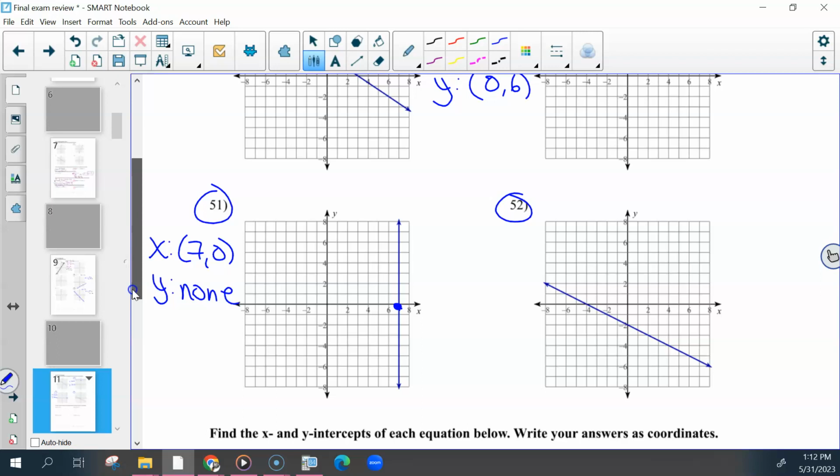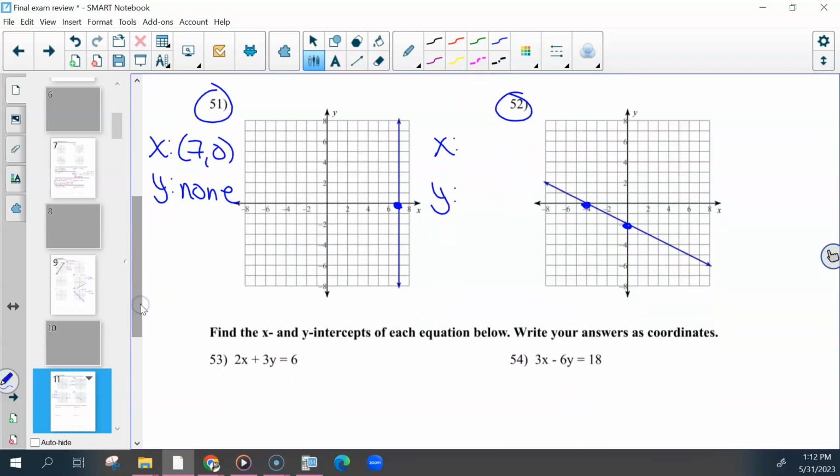52 is just where does this line cross both the x and y axis, and writing those both as intercepts or ordered pairs. So your x crosses at -4, y crosses at -2, so (0, -2). Other questions on this page?